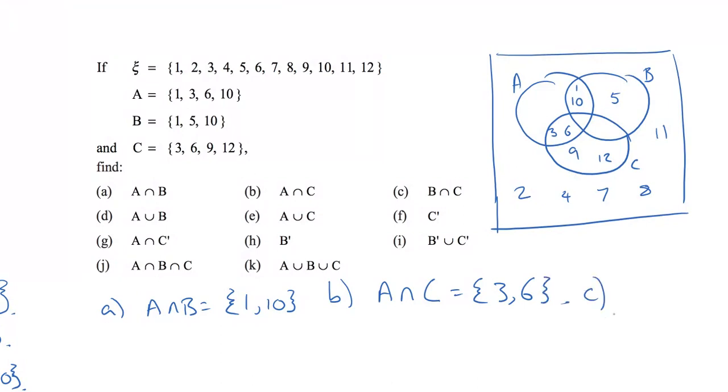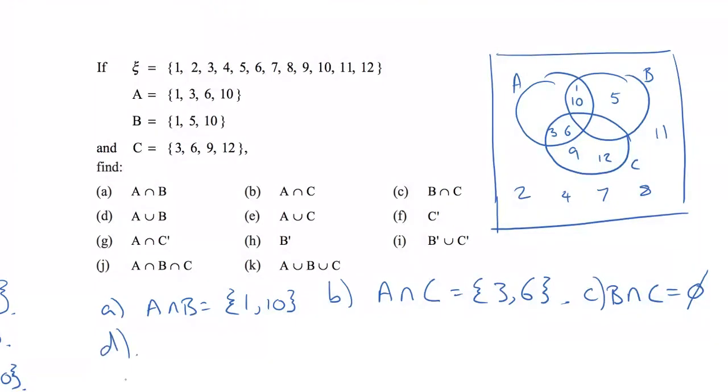Part C, B intersects C. Well, B intersects C. I can't see any numbers in B intersects C at all. There's nothing that corresponds to both. So instead of writing our list of elements, because there isn't any, we're just going to write that symbol down. As you remember, that means the empty set, the set with no elements in it.